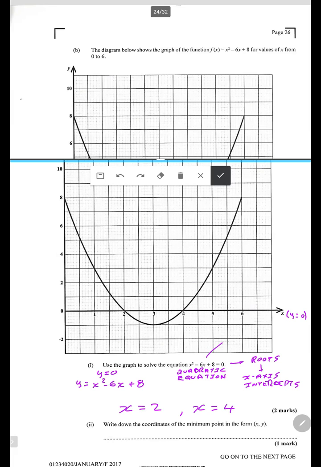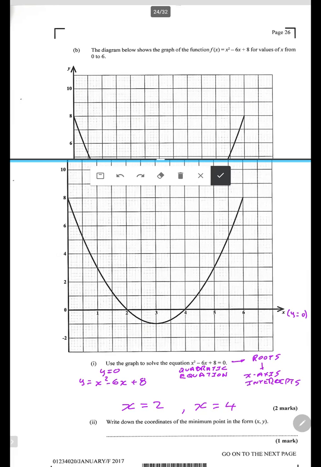This equation has x values alone in it, so you can't put a y. Just x equals 2, x equals 4. And so we define the x values on the x-axis, where the graph intercepts the x-axis. All right, so let's not make that mistake again.